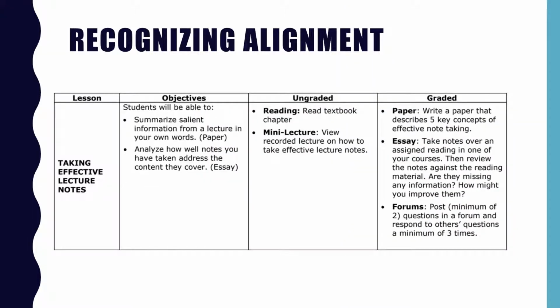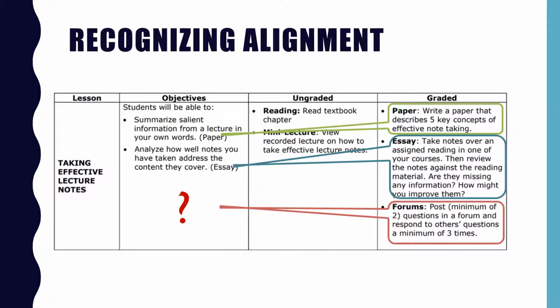Once you've populated your planning matrix with your content, how will you know if your learning objectives, graded and ungraded activities, are aligned? First, check to see if you have at least one graded activity for every objective. You can have more than one objective assessed by one graded activity, for example, several objectives assessed by a final exam.